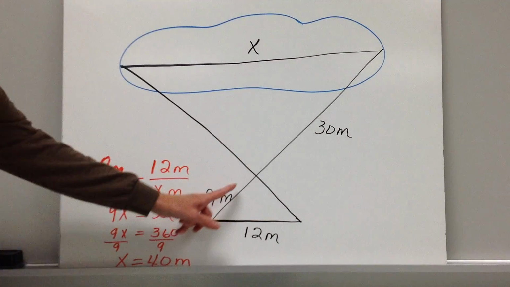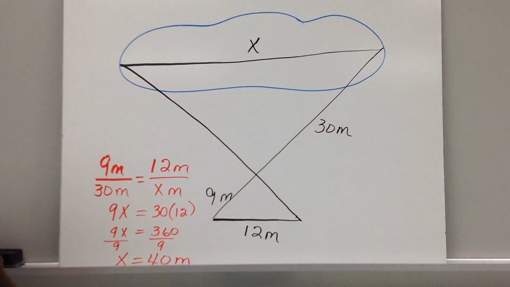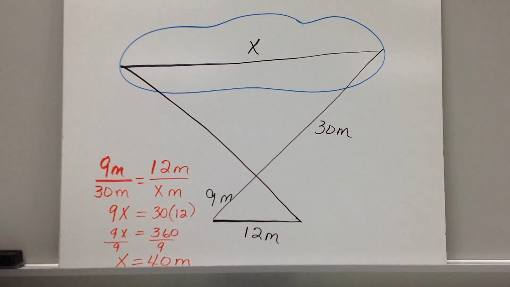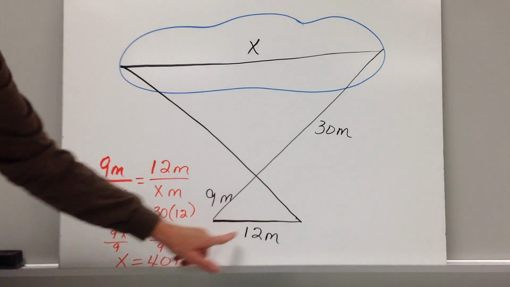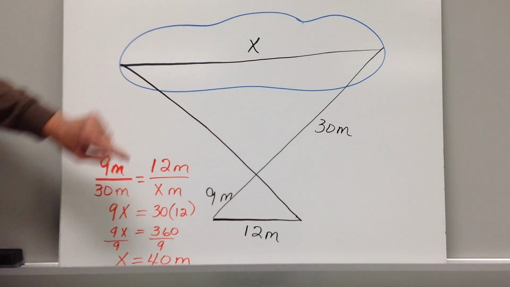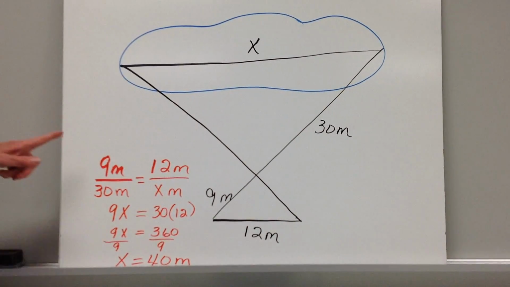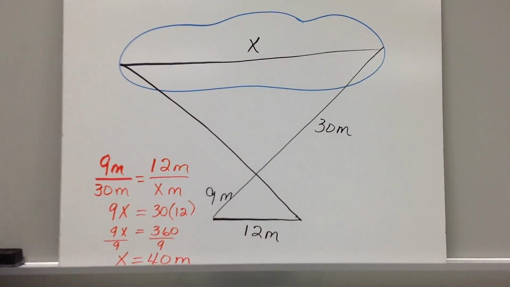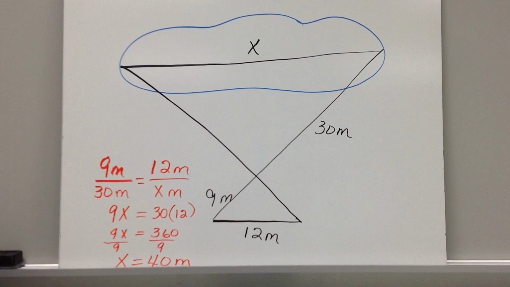In this case, 9 matches with 30 meters and 12 meters matches with X meters. So I use my cross products and find out that the distance across that pond is 40 meters.